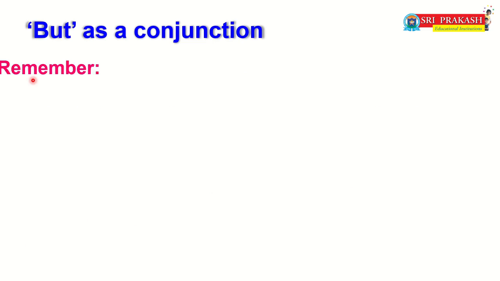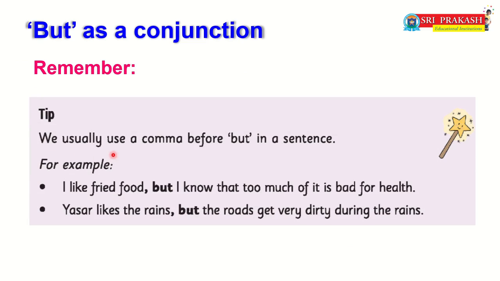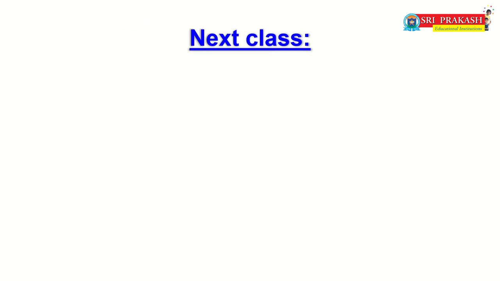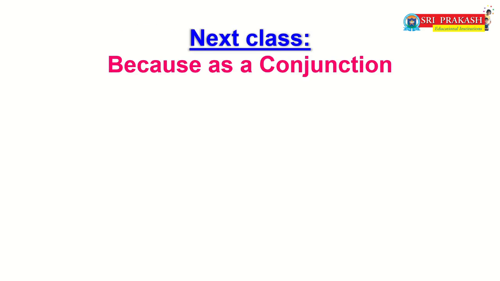Before we end this topic, please remember we usually use a comma before but in a sentence. For example, I like fried food, but I know that too much of it is bad for health. Yasser likes the rains, but the roads get very dirty during the rains. But is used to join two different contrasting ideas. And the thing to remember is to keep comma before but. Understood? In our next class, we will learn how because is used as a conjunction.